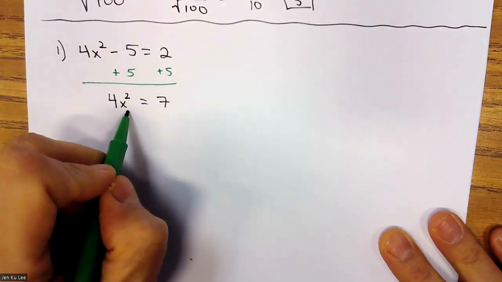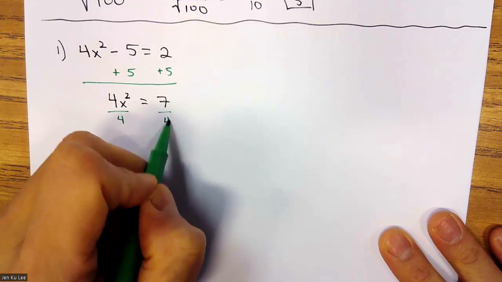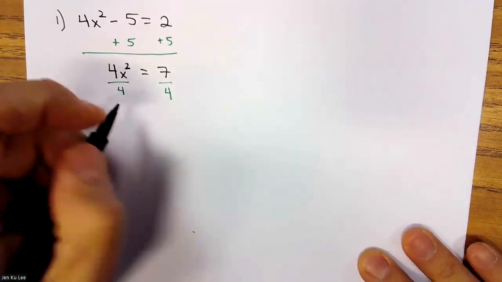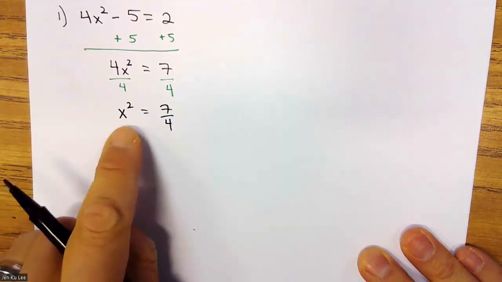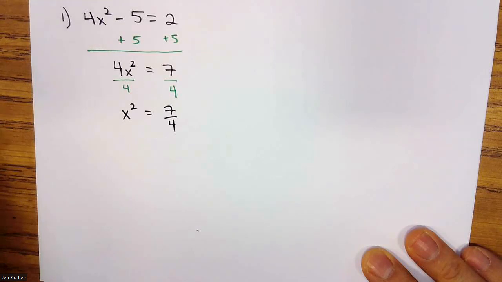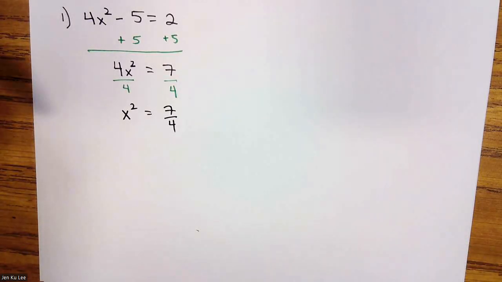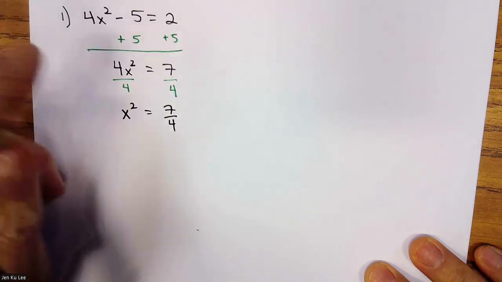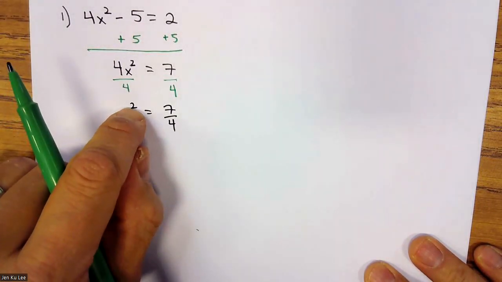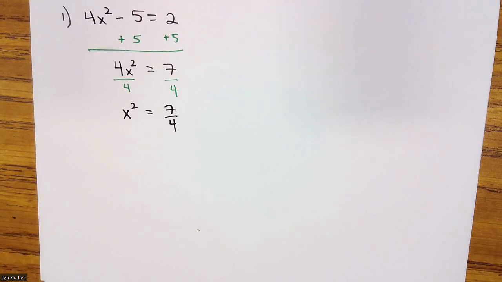And then we can divide by 4, divide by 4. So x squared equals 7 over 4. And now how do I get rid of the square? What is the inverse function to squared? Or how do I get rid of the squared? How do I get rid of this 2? What's the inverse to something being squared? Square root. Okay?